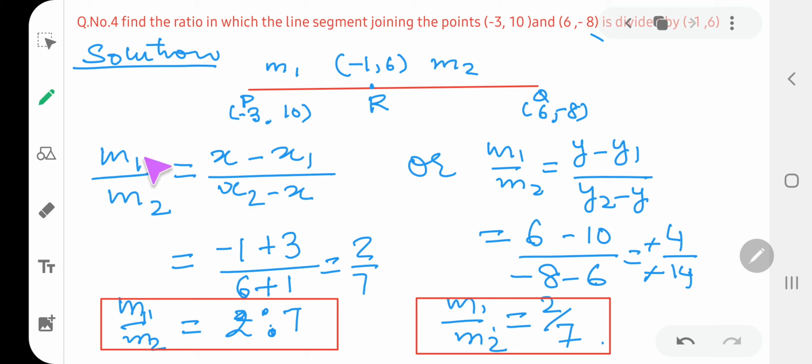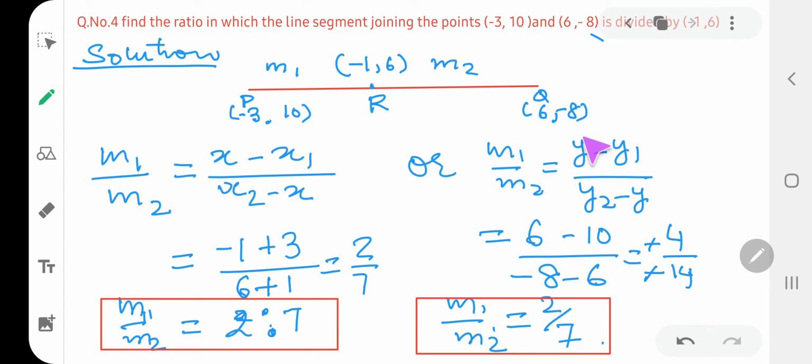That means this time we will apply the formula m1 by m2. m1 by m2 is equal to, start from x, end with x, x1 and x2, and in between you will put minus sign. And this ratio can be calculated in two ways. Either you can calculate it by using x coordinates only, or you can calculate it by ordinates, that means the value of y only. Now children, one is sufficient, but I am showing both ways here so that you can see that both times you will get the same answer.